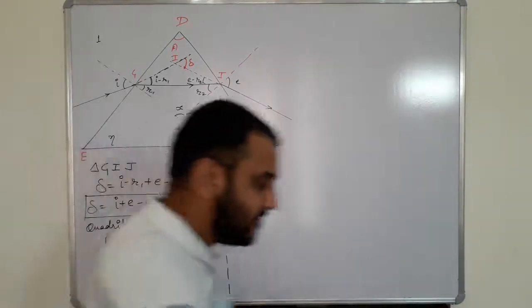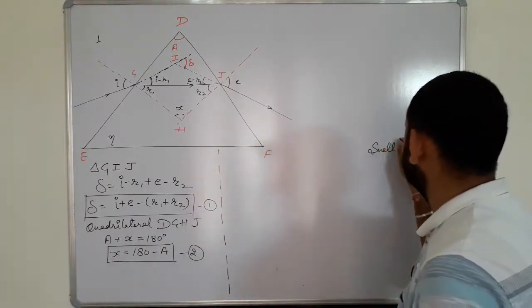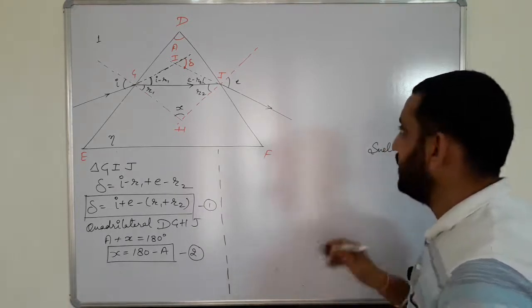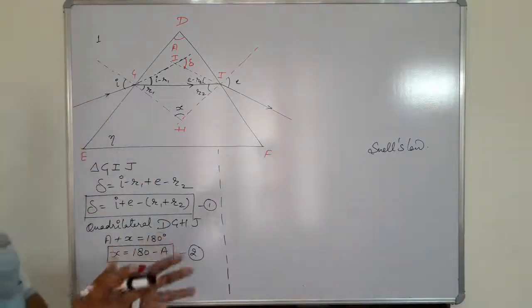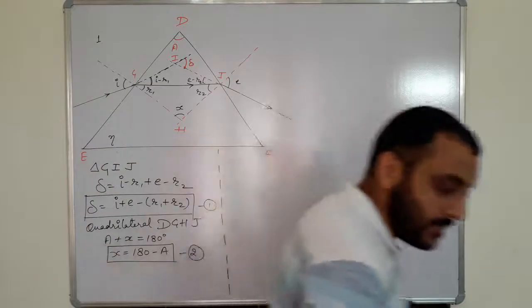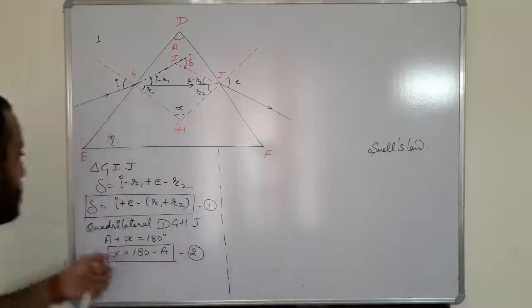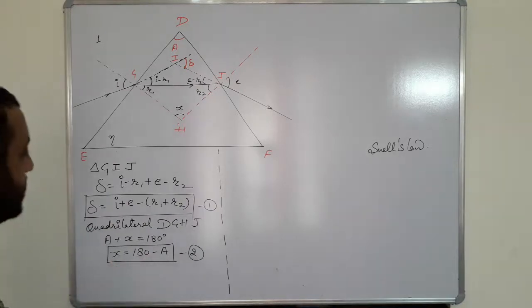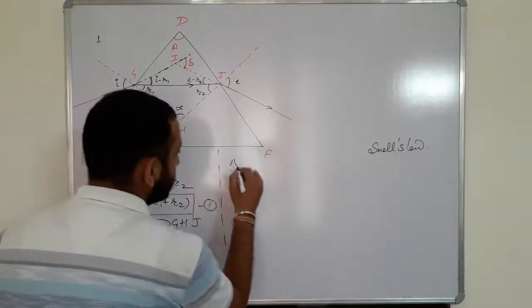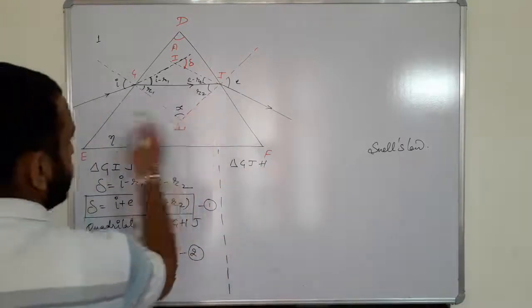Now why are we doing this? We are supposed to find the value of the refractive index, and we all know Snell's law. When we apply Snell's law here, we need the value of I and R. So we are finding relations. Delta equals I plus E minus R1 plus R2, and X is equal to 180 minus A. Next, let's see triangle GJH, this one, GJH.